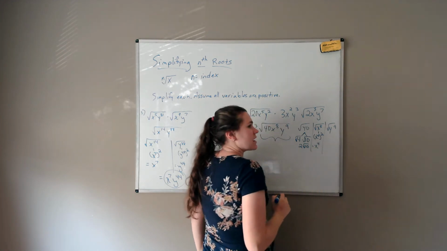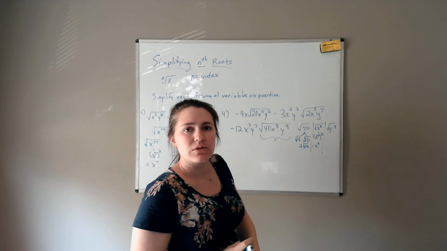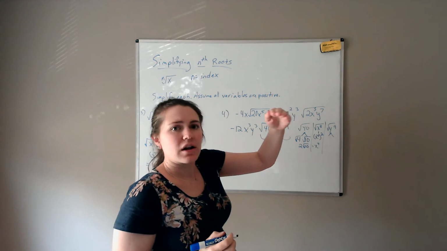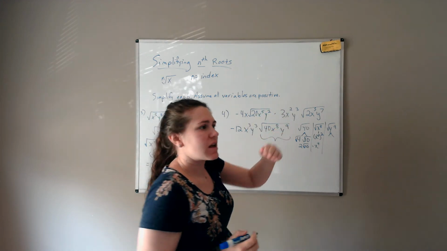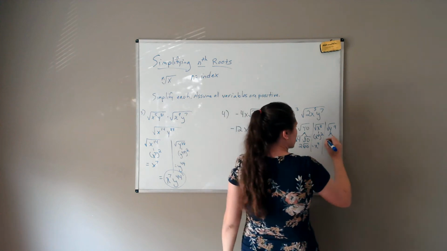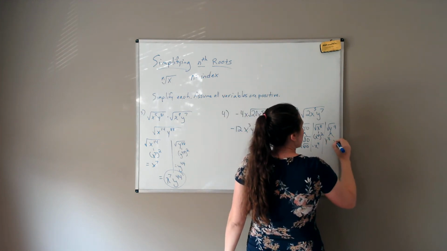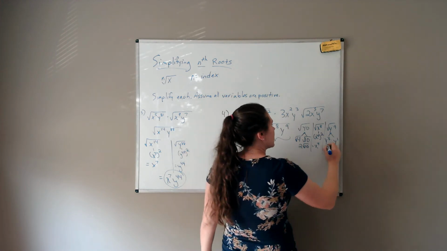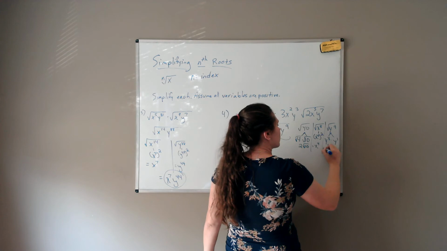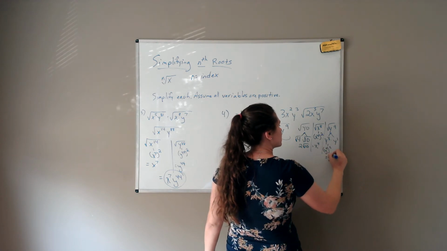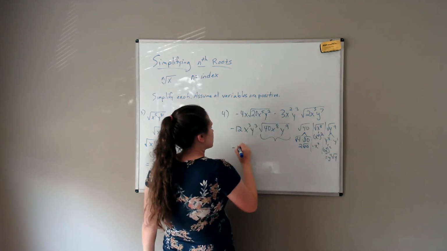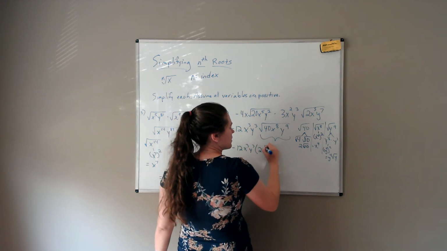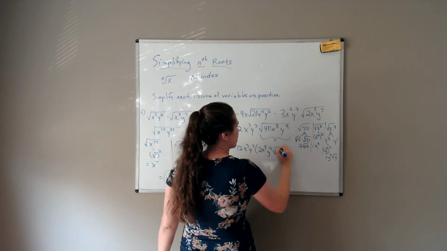Then y to the 9th, yes, it needs to be simplified. 9 is greater than or equal to 2. However, it doesn't go in evenly, so you count down from 9. After 9, what's the next number below it? 8. Is 8 a multiple? Yes, so we're going to break this up to be y to the 8th times y to the 1st. Remember, this should always be less than the index. So this, what to the 2nd? Y to the 4th. So this simplifies to be y to the 4th times the square root of y. So this is now times 2x to the 4th, y to the 4th, the square root of 10y.